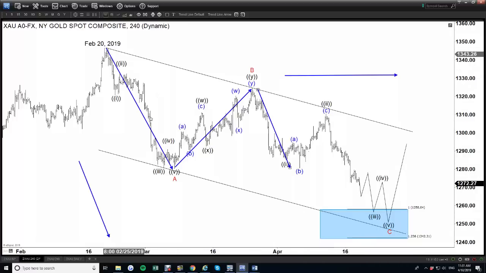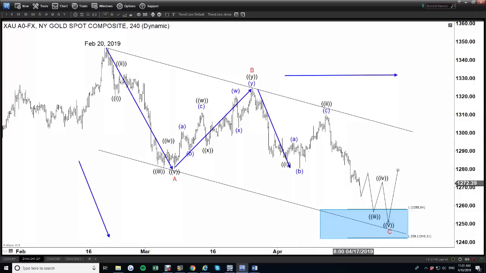Then we will have a chance for gold to end this entire pullback since topping out on February 20th. Right over here, we could potentially find buyers and end this zigzag structure, and then see some sort of larger bounce from here. So if gold is bullish, then from here we can go to a new high. If gold is not bullish, at least it's going to bounce in 3 waves, but some sort of reaction can be expected from this area later on.